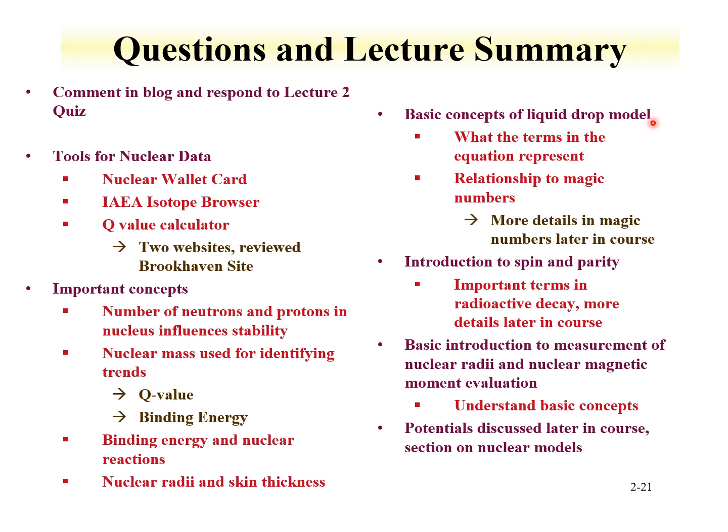This lecture also discussed the basic concepts of the liquid drop model, which, as shown here, details that you should be familiar with include what the terms in the equations represent, and the relationship to magic numbers, which will be discussed in more detail later in the course. This lecture introduced spin and parity, terms that you should have seen before. Anyone who's done nuclear magnetic resonance, NMR, has already worked with nuclear spin. We'll see that spin and parity are important terms in radioactive decay. For alpha, beta, and gamma decay, spin and parity changes will be shown to be important. We'll discuss this later in the course.